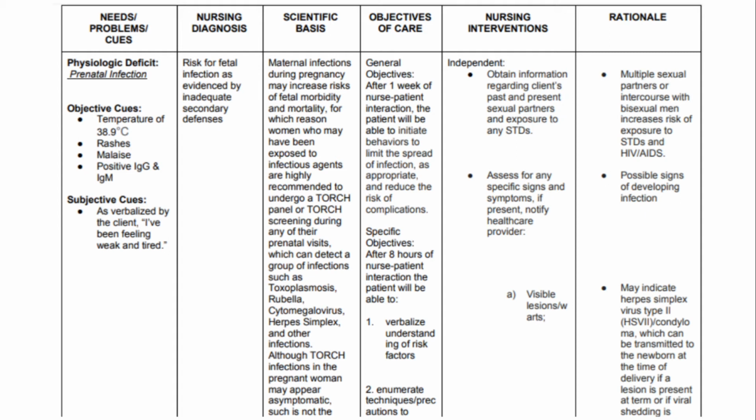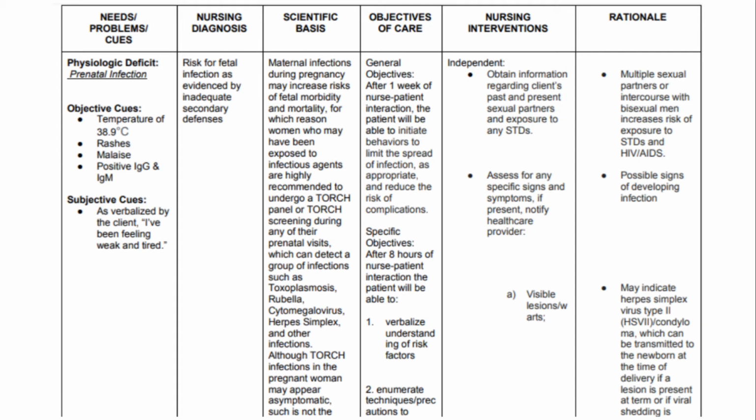Although TORCH infections in the pregnant woman may appear asymptomatic, such is not the case for the fetus, as there is a high risk infections can be transmitted from the mother to the child by crossing the placenta and prove to be fatal, especially for the fetus. Prenatal infections can lead to stillbirth, spontaneous abortions, fetal hydrops, and congenital anomalies.